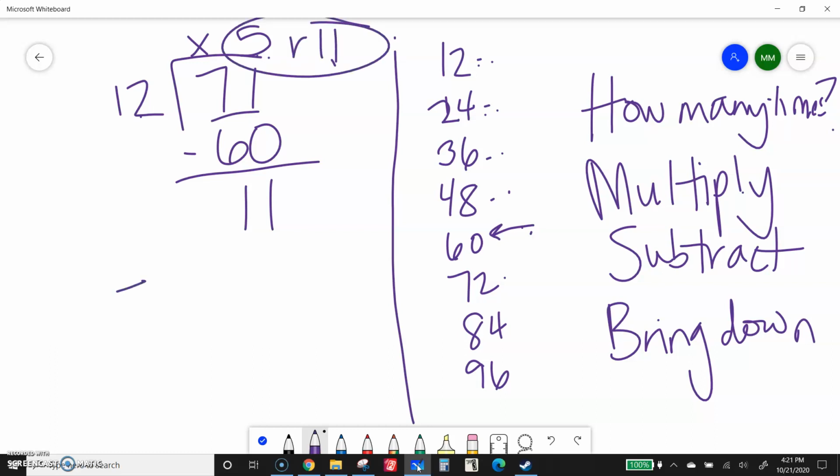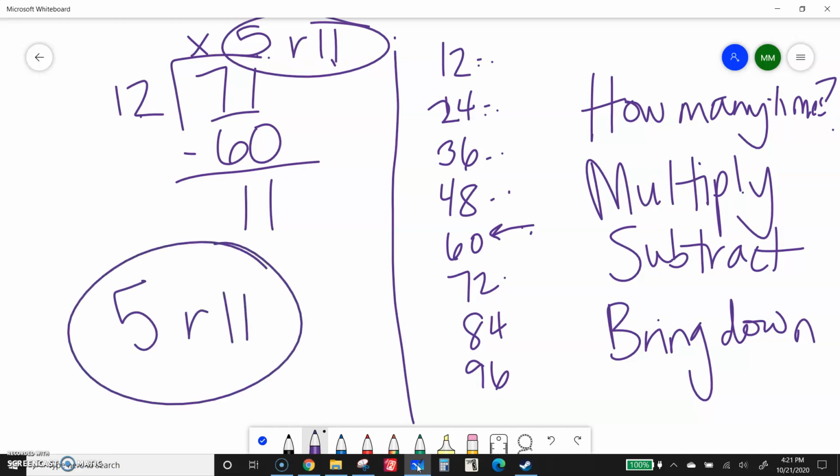Now, some of you might look and say, 5 remainder 11, how is my remainder bigger than the regular part of my answer, my quotient? That's fine. It happens, especially when we divide 2 digits by 2 digits. We'll get really small quotients, and sometimes we'll get big remainders. Actually, anytime we divide by 2 digits, that can happen. So just beware that that is normal. If your remainder was bigger than your divisor, that would be a problem. But as long as it is smaller, we are okay.